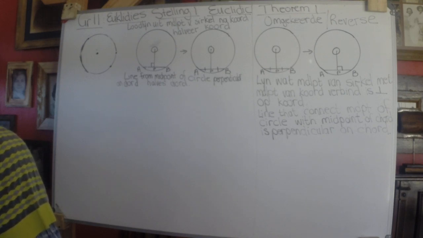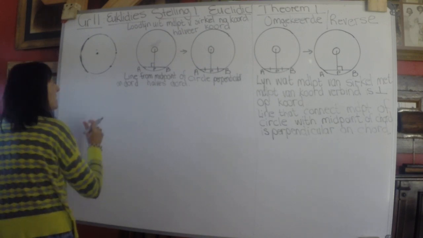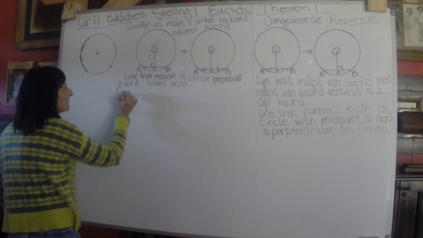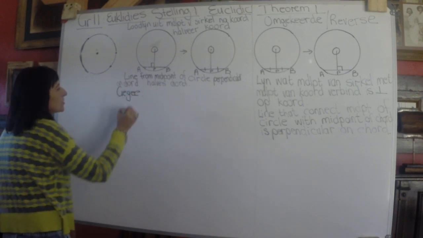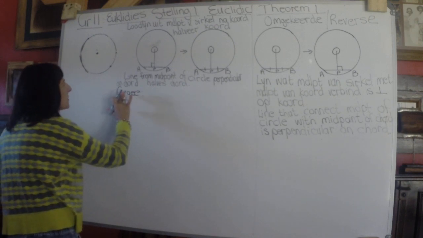Okay, the first thing that you must write down is what's been given. Let's start there. Wat is vir jou gegee? What's been given? So you draw the sketch, and then you write down what's been given.